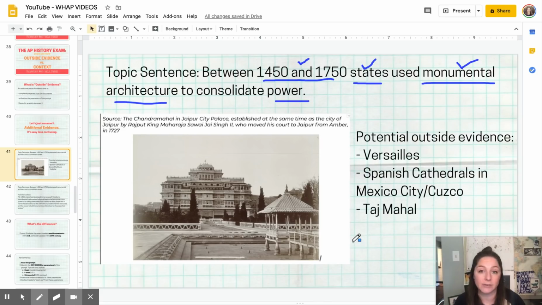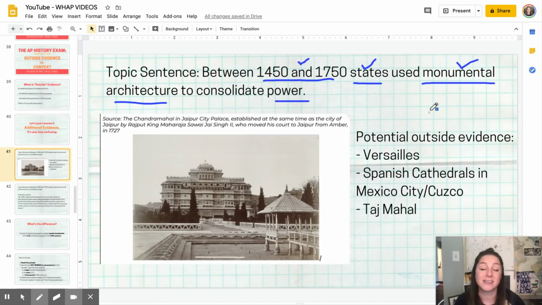So that is what outside evidence would be, is again, a totally separate example. This has nothing to do with the Rajput kingdoms, but it is another example of what we're seeing in this document. Again, what a lot of students want to do for outside evidence is they want to talk about this document and then just give me some more information about the Rajput kingdoms. And it's like, well, that doesn't really help us at all, right? That doesn't help us better understand your answer. That's just more like fun facts.